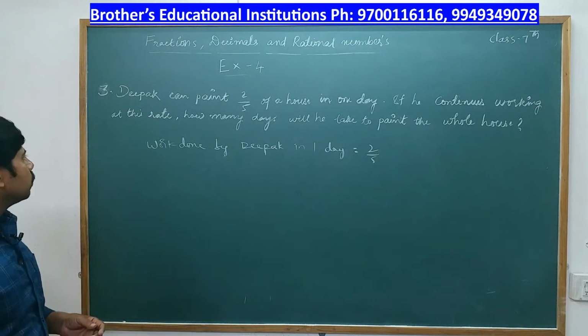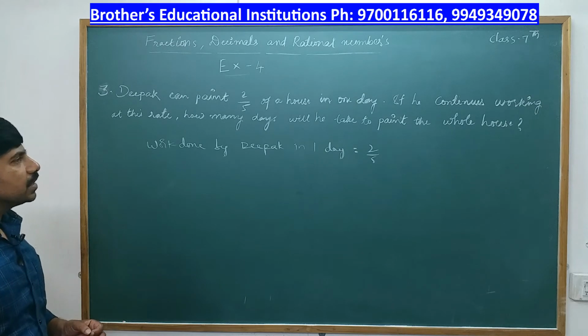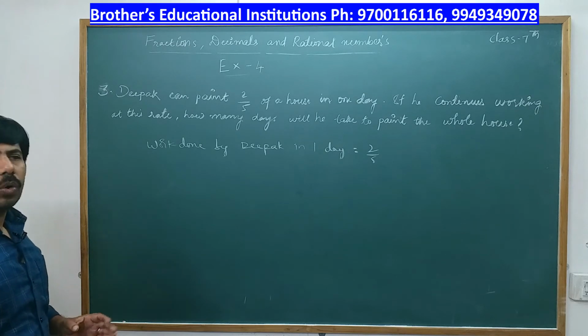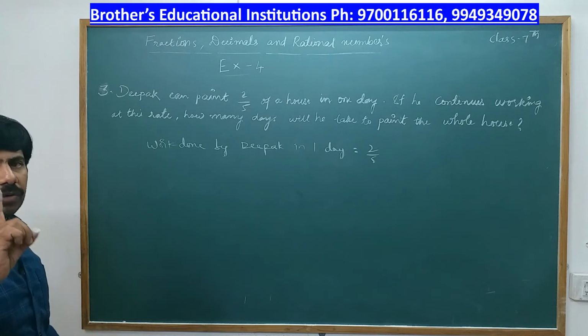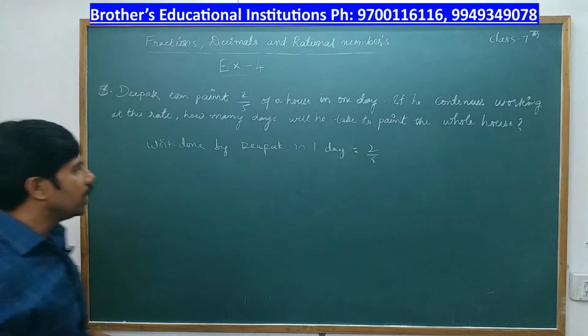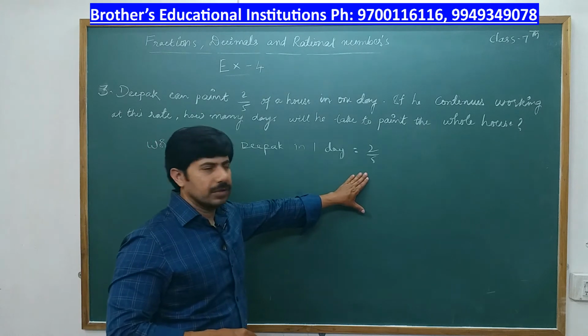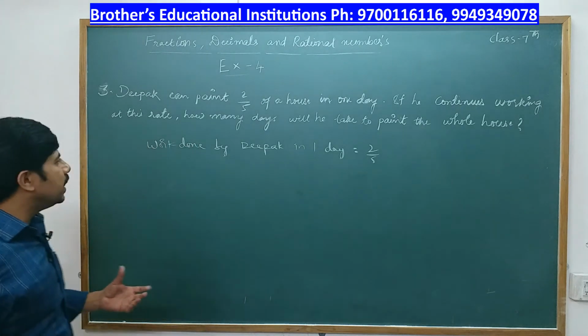So he continues working at this rate. In how many days will he paint the whole wall? Here the whole wall is assumed to be 1. It is painting for only one wall. In one day he completed 2 by 5th. Okay, so how many days will he take?